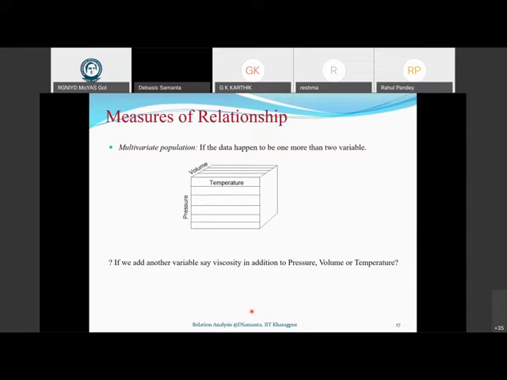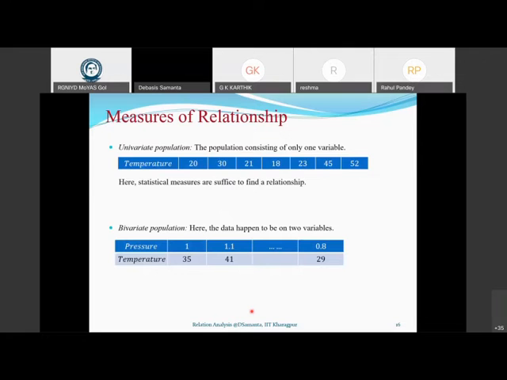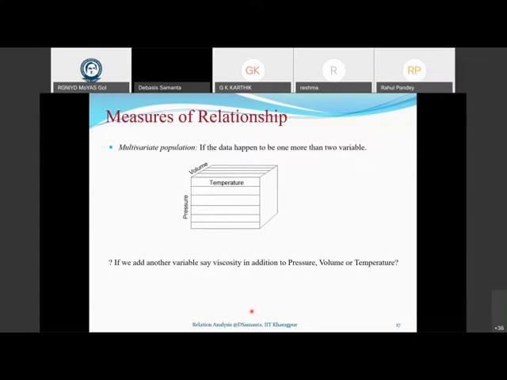Now, for a single-variate population, relationship analysis does not give any meaning or significance. But for bivariate as well as multivariate populations, relationship analysis is important. So relationship analysis is applicable to bivariate as well as multivariate populations. The idea that we apply to a bivariate population can also be applied to a multivariate population. I will mainly focus on the bivariate population, and for the multivariate case I will give a hint.